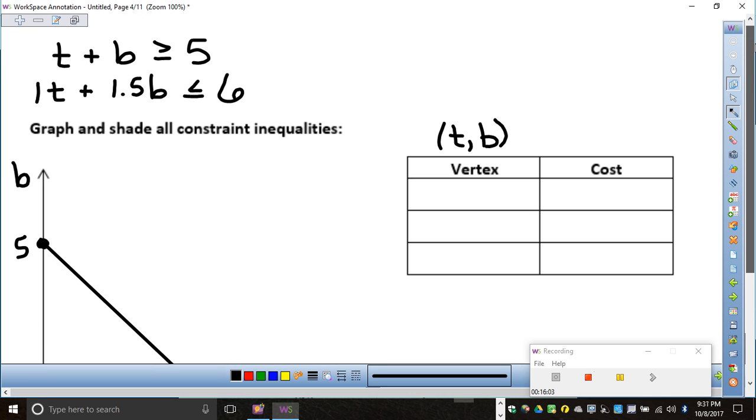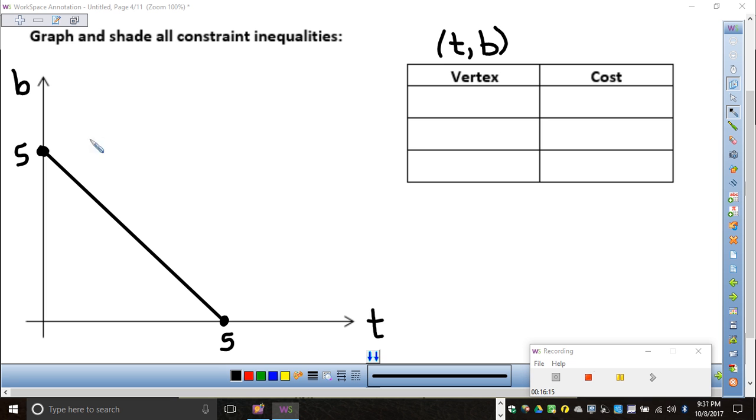Now when we think about the shading, when we plug in the test point of 0, 0, we get 0 is greater than or equal to 5. But that's false. 0 is not greater than 5. So we're not going to shade towards 0, 0. That means that 0, 0 is not a solution. All the points that are on the same side are not solutions. So we have to shade away from 0, 0. So this time we're shading above the line.